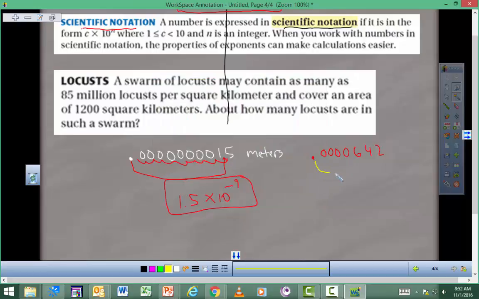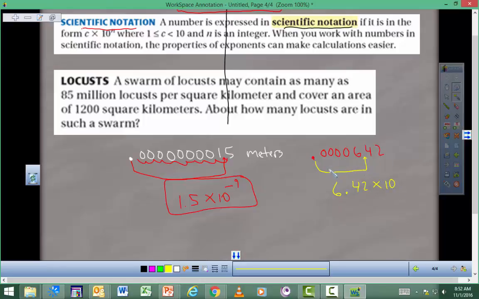We need to move the decimal so that there's only one number to the left of the decimal. So this is the proper placement for it right there. See, so we have 6.42. And then we move the decimal over 1, 2, 3, 4, 5. So we say times 10.